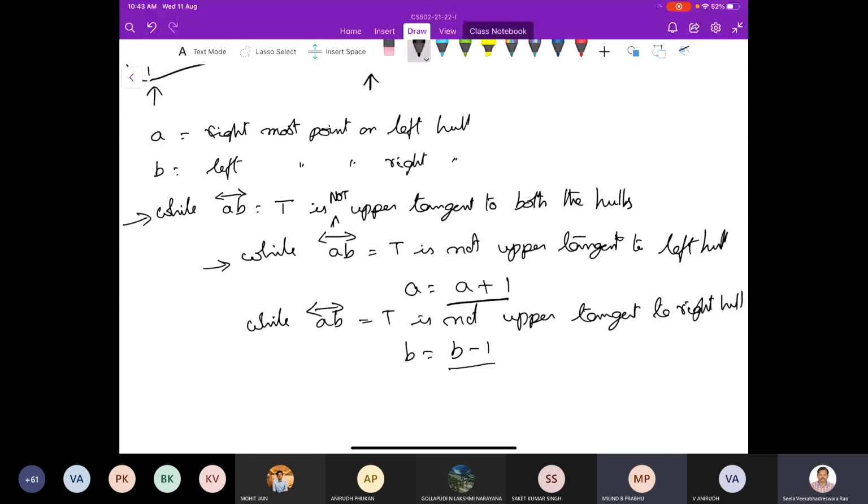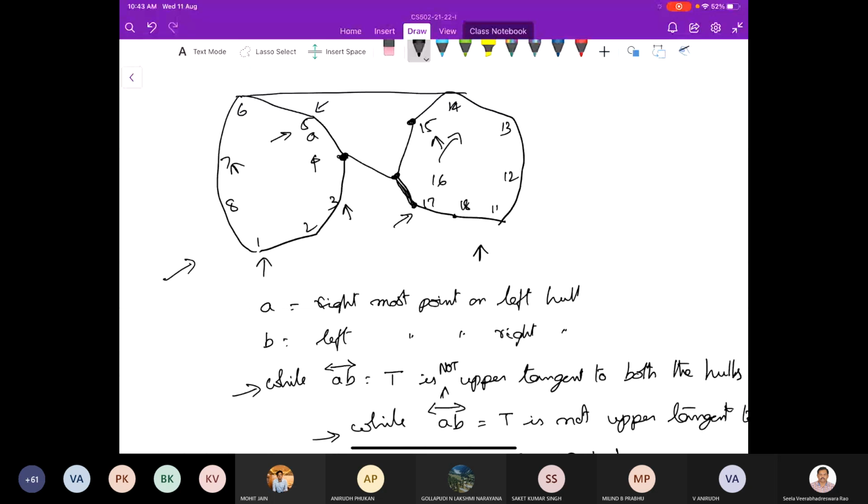See, when you start here, you'll find two points for which this becomes the upper tangent, no? It terminates at that time; it cannot go out, no? So what if by the time you come to point 6 on the left polygon, you have already crossed point 14? No, we have not crossed 14 actually. We are at 14 only.